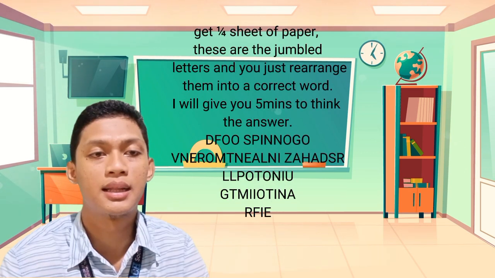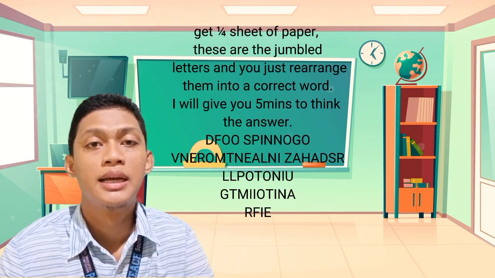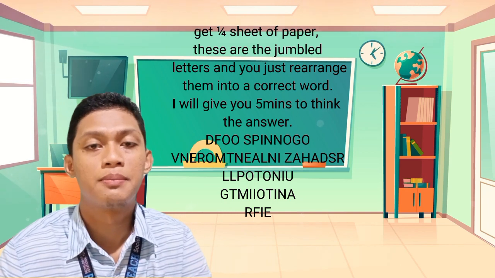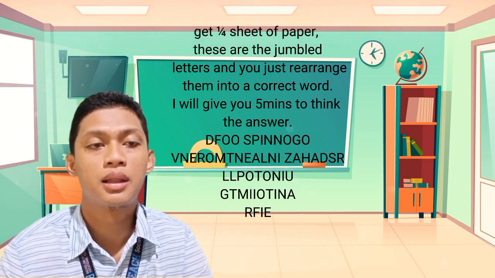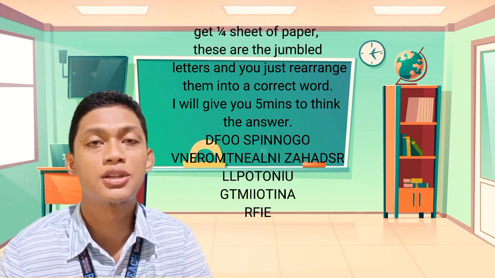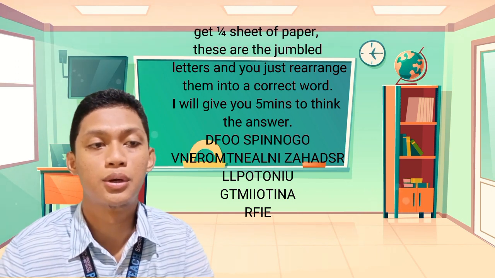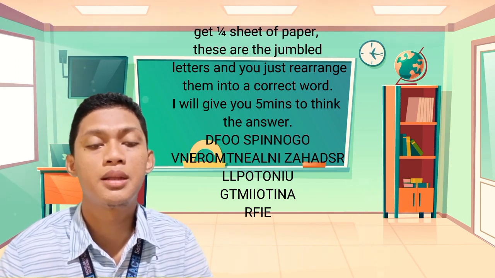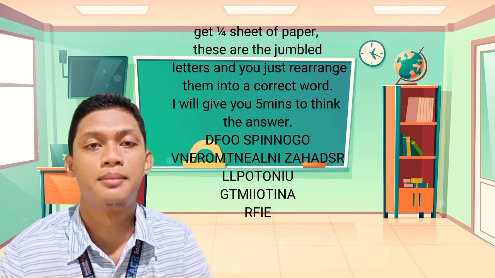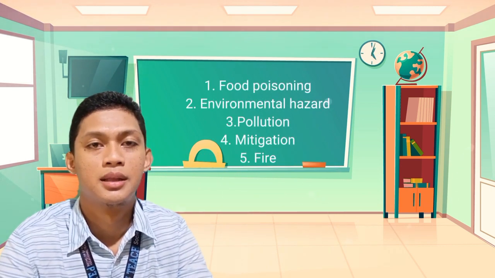I have prepared an activity here. Get a 1/4 sheet of pad paper. These are the jumbled letters and you just rearrange them into a correct word. I will give you 5 minutes to think the answer. Okay class, let's check. Number 1.